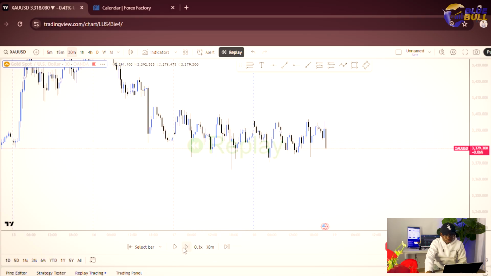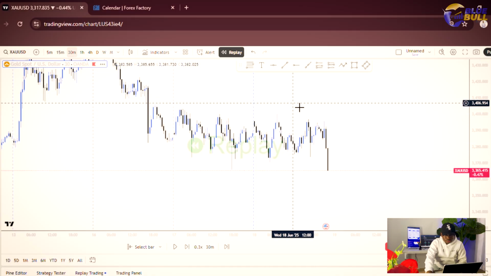And the next candle printed. All right, I'll have to replay that.